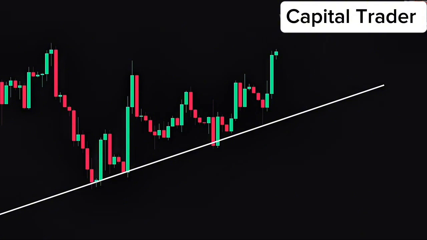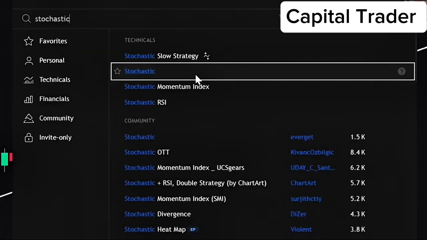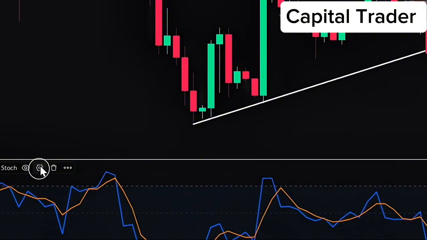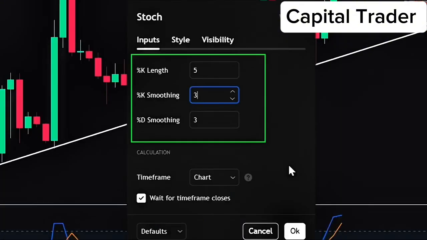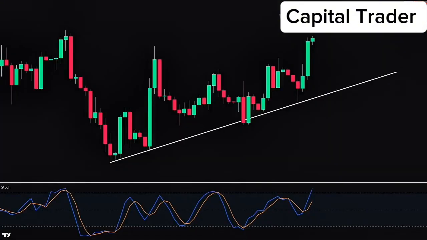After that, we need to add an indicator, which is called stochastics. For this, you need to go to the indicator tab and type and select stochastics. After that, we need to go into its settings and change these values. After making these changes in the values, the indicator will give you somewhat better signals.